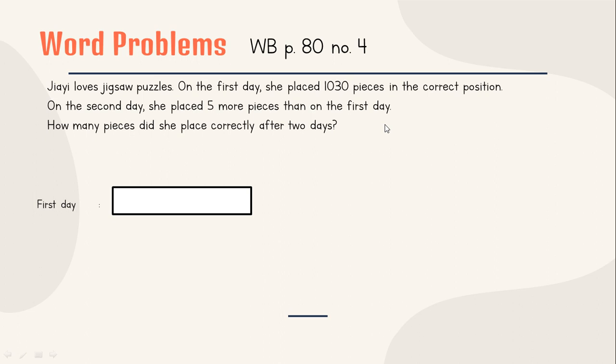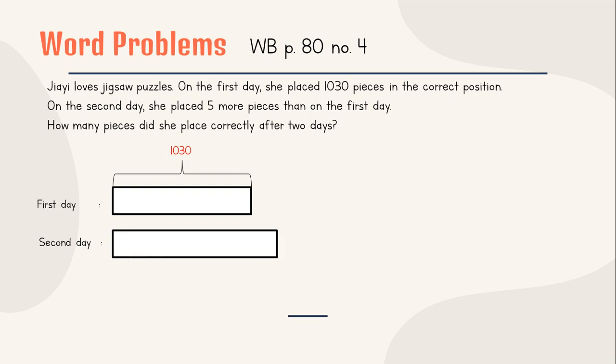So the first day model will be like that, 1,030, and the second day will be more or less. Will it be shorter or will it be longer? Longer. Longer by how many? Longer by 5 more pieces. And the question will ask you, how many pieces did she place correctly after 2 days? So for the 2 days, we're going to add the first day and the second day.